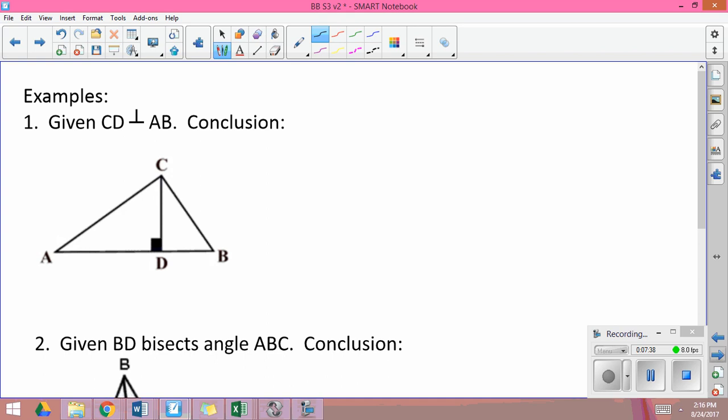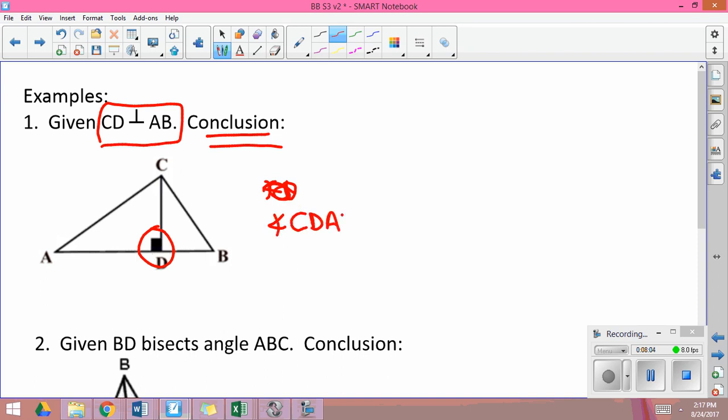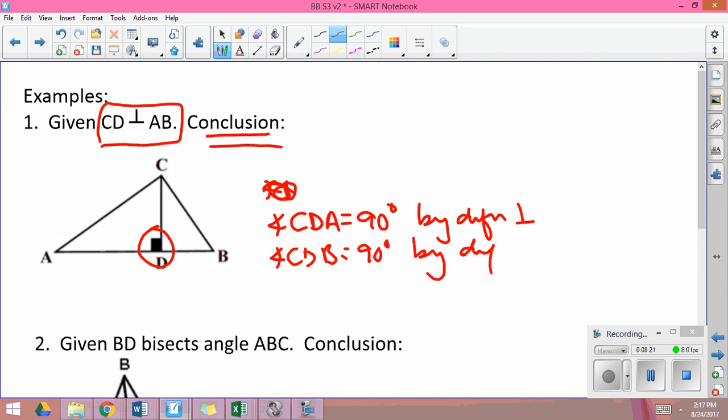So the rest of this lesson is some examples about how to justify using these new properties. So if I give you this information, either in writing or in the picture, what can I conclude and by what reason? So what I know, if I know perpendicular and I see that box, the very next thing I want to write, what does the given give me? It gives me that angle CDA equals 90 degrees. And that happens by definition perpendicular. I could also write that angle CDB equals 90 degrees by definition perpendicular. Either one of those would be true.